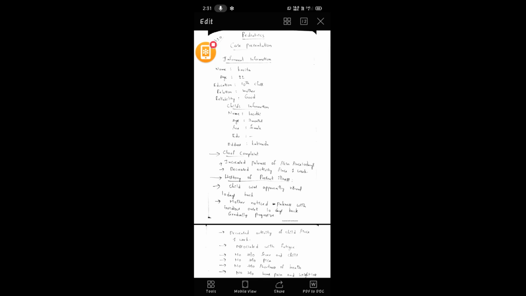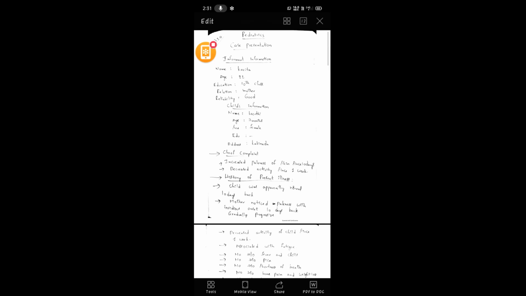No history of fever and chills. No history of pica. No history of shortness of breath. No history of bone pain and weight loss. No history of... 1 minute.